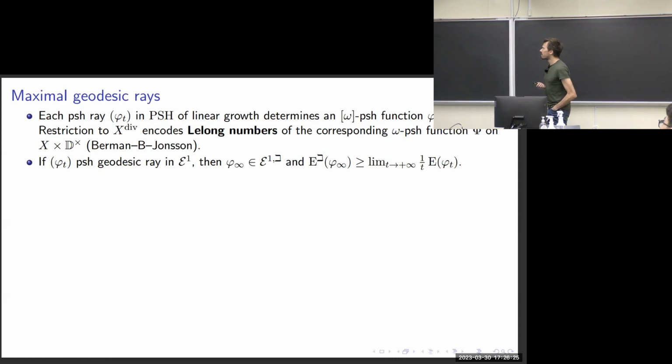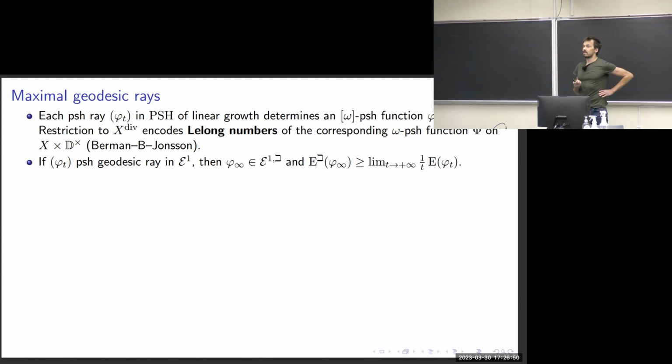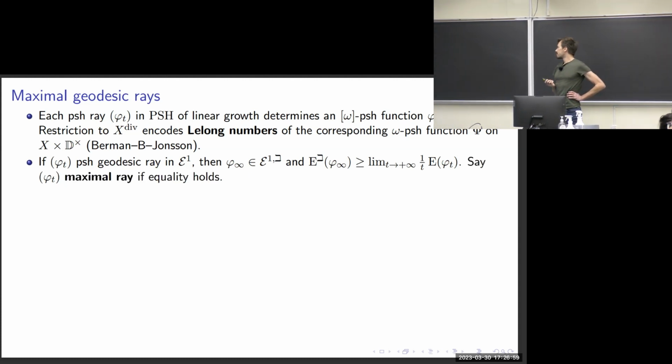Okay, so now if the ray rather lies in E1, if it's a PSH geodesic ray in E1, then the corresponding function phi infinity also lies in E1. It's a non-Archimedean potential of finite energy. But now troubles arise because you don't have anymore the fact that the slope at infinity of the energy is computed by its non-Archimedean counterpart. You just have an inequality. And equality can fail. So the good rays are the ones for which equality holds. Then we call them maximal rays.